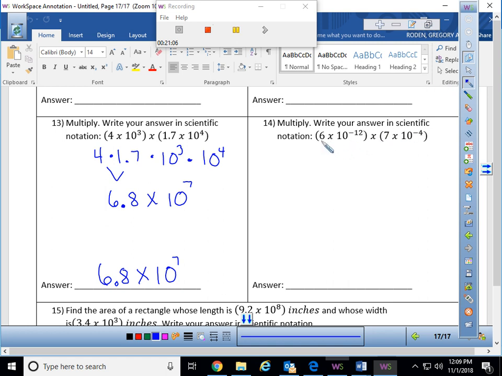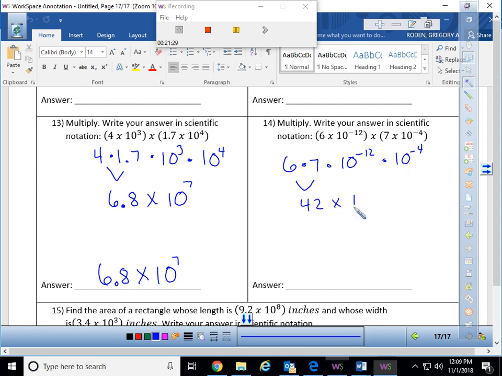Let's rearrange them. So 6 times 7 times 10 to the negative 12th power times 10 to the negative 4th power. Now, what we need to do here is multiply 6 times 7. I happen to know that's 42. And then I'm going to add these exponents here. So what's negative 12 plus negative 4? Well, yeah, that's negative 16. And so I have this answer. Now, is it in scientific notation? No, it's not. 42 is not a number between 1 and 10.